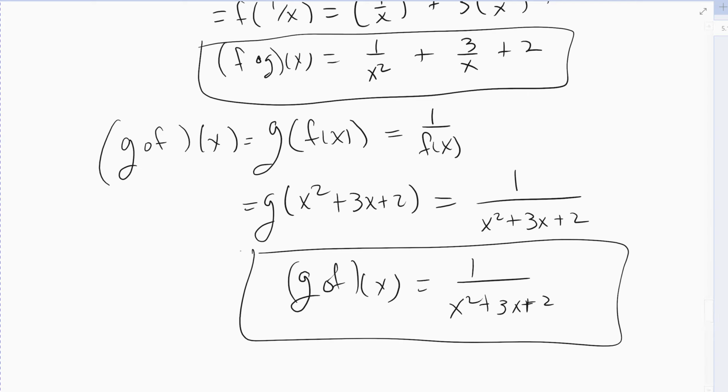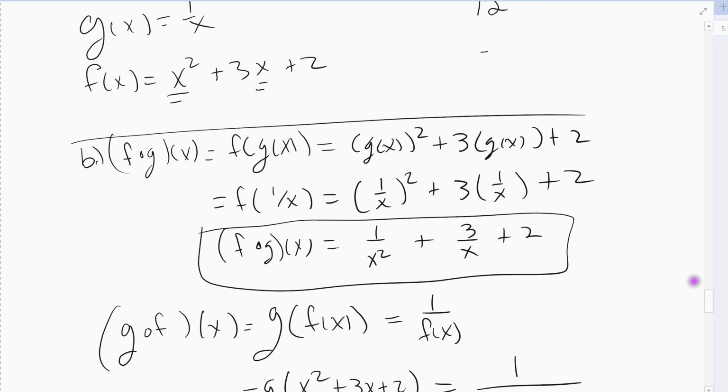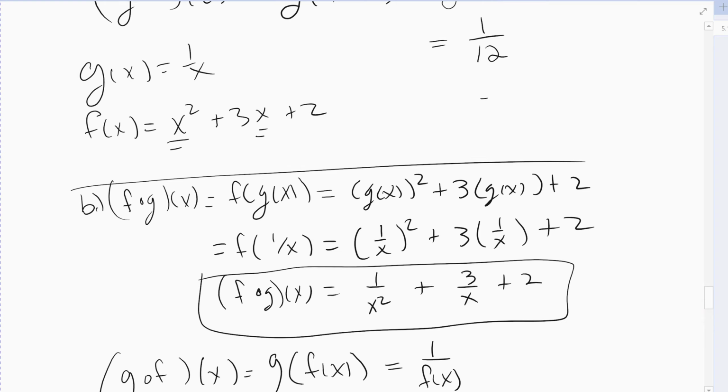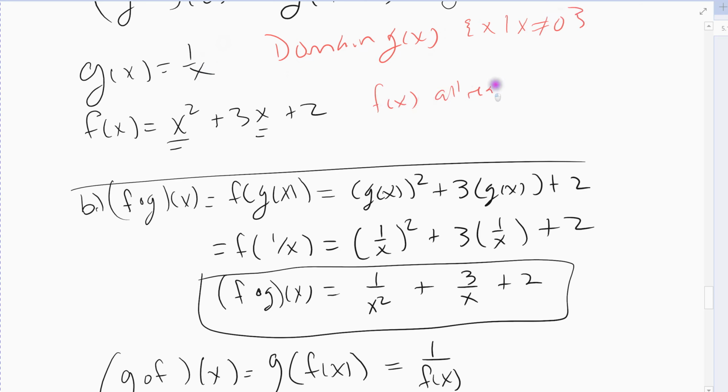And the last part of this problem is the domain. So remember, the domain has two checks. What's the domain of what I'm plugging in? And then what's the domain of my resulting equation? For the first one, f of g of x, I'm plugging in g of x. And so the domain of g of x, I'm going to write the domains up here, is everything but 0. I can't divide by 0, so every x such that x cannot be 0. F of x can be anything, it's all reals. So keeping that in mind when I find my answers.